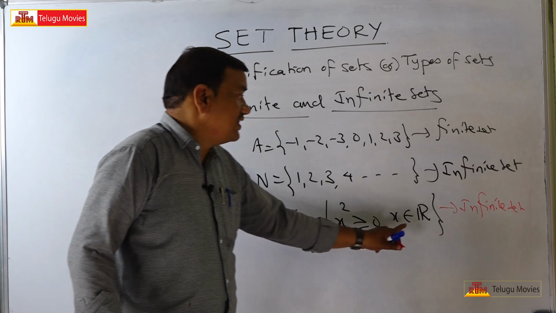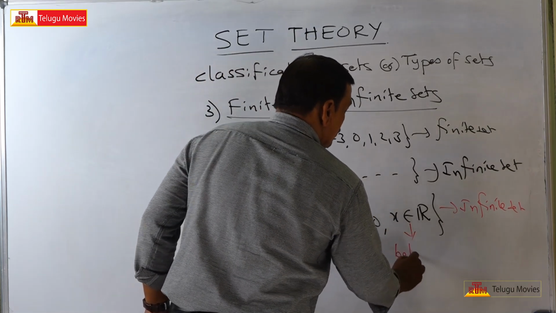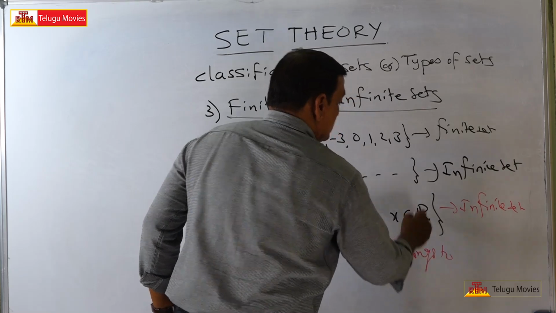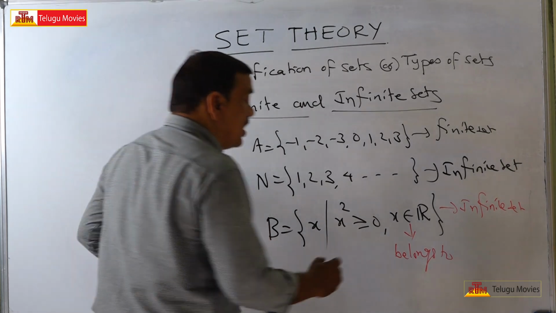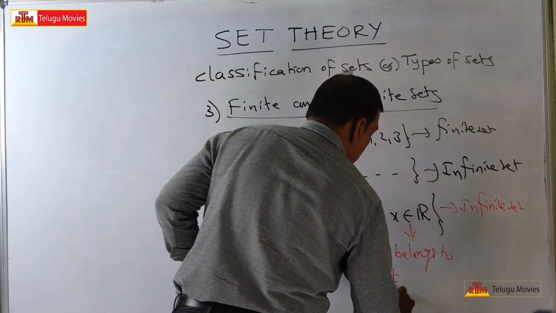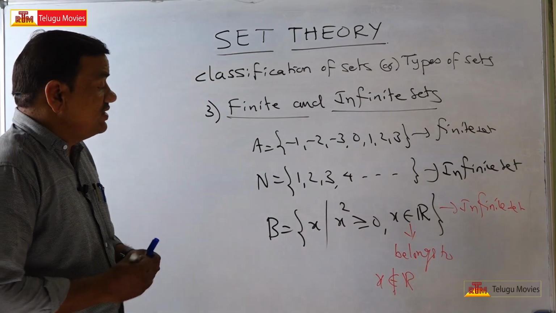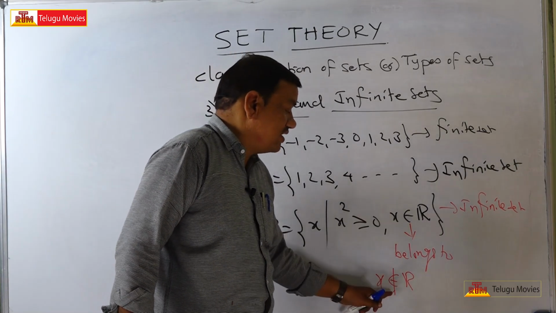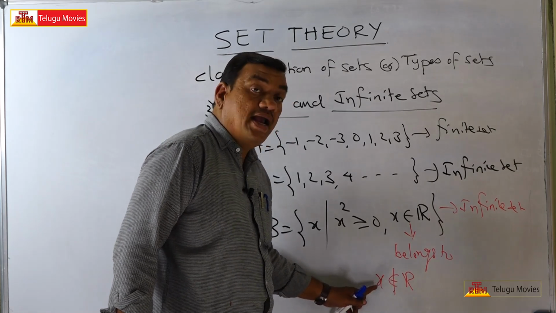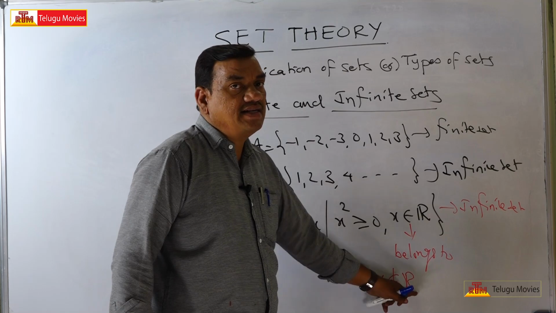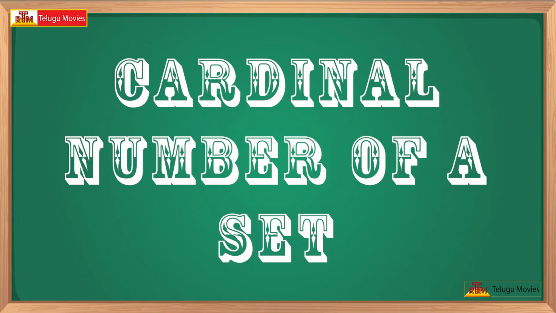Now, here I am using one symbol. This symbol is called the belongs to symbol. Understand? If it does not belong, we write it as x does not belong to R. This is the does not belong to symbol. So the belongs to and does not belong to symbols should lie between an element and a set. Element and a set. Understand this? So let us see the next type of set.